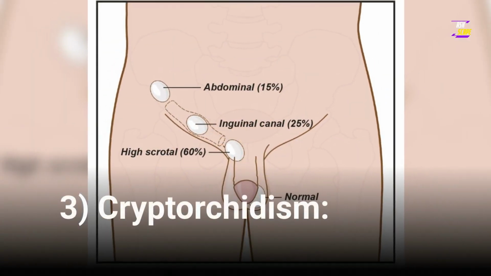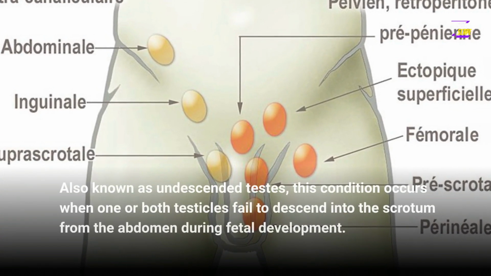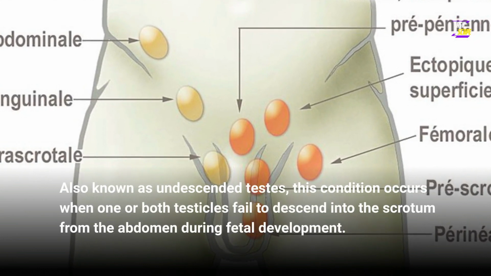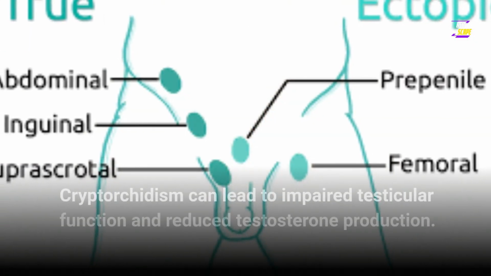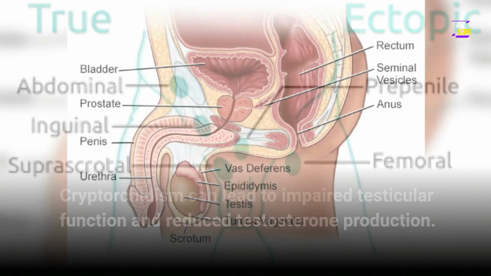3. Cryptorchidism. Also known as undescended testes, this condition occurs when one or both testicles fail to descend into the scrotum from the abdomen during fetal development. Cryptorchidism can lead to impaired testicular function and reduced testosterone production.